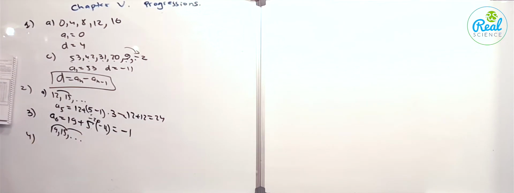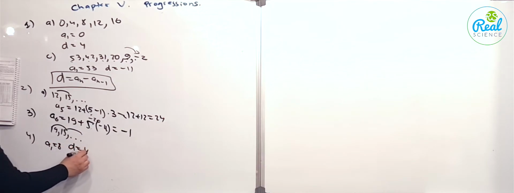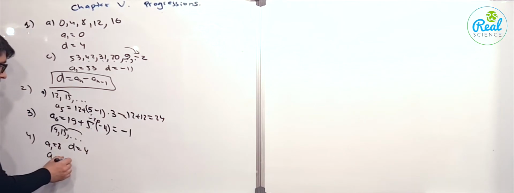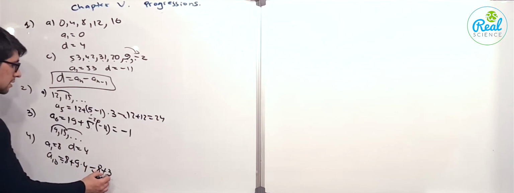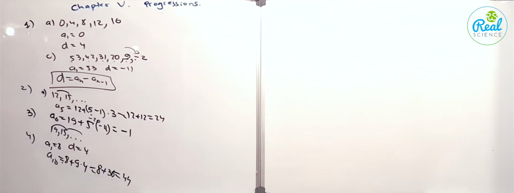Let's look at the fourth one. For the arithmetic progression, A1 equals 8 and your difference equals 4. Calculate A10. The same, right? So 9 times your d plus the first term equals the 10th term. 8 plus 36 equals 44. So this is the fourth.